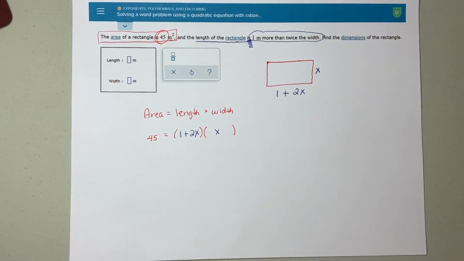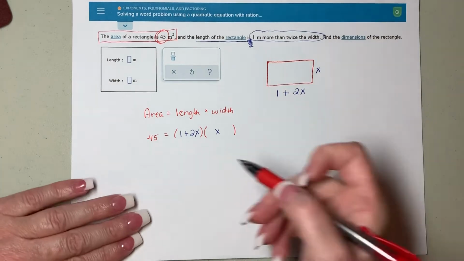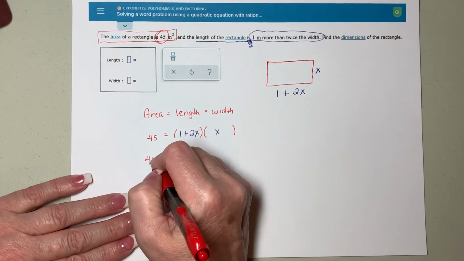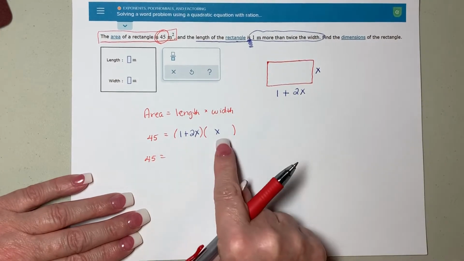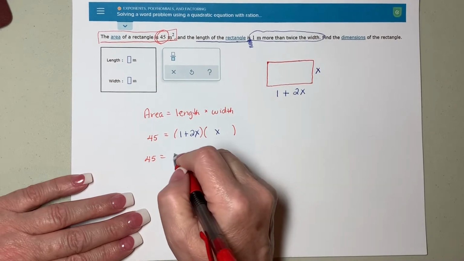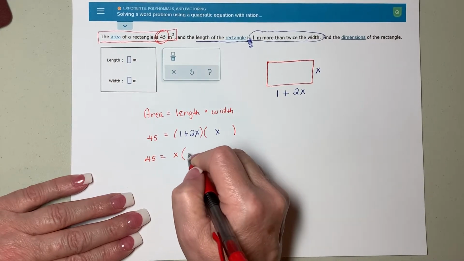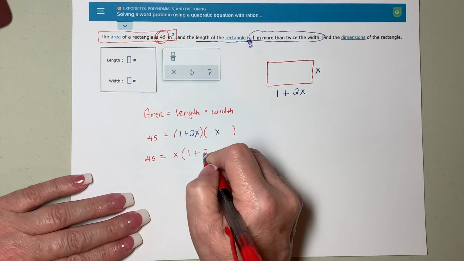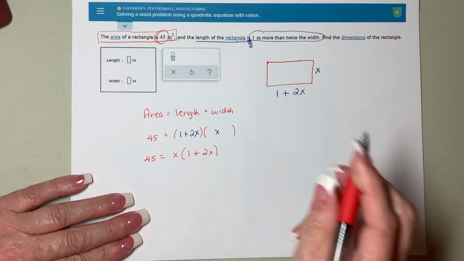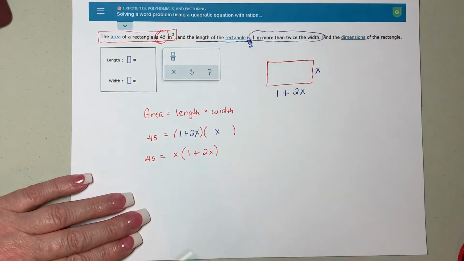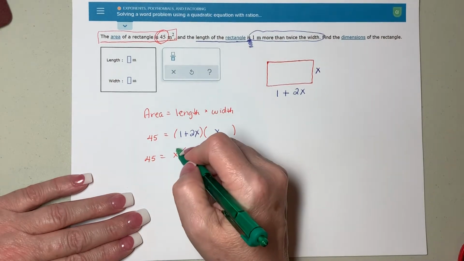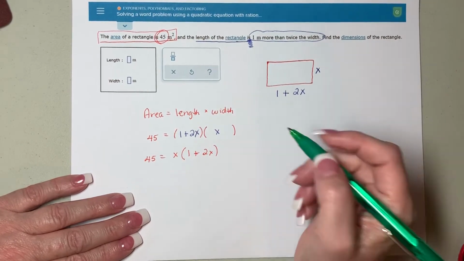All right, now, to solve for x, I'm gonna have to get rid of the parentheses. And really, to make this look a little more user-friendly, since all I have here for width is x, this looks better when I put x times the quantity 1 plus 2x. That just looks much better to me, because I'm gonna use the distributive property to get rid of the parentheses.